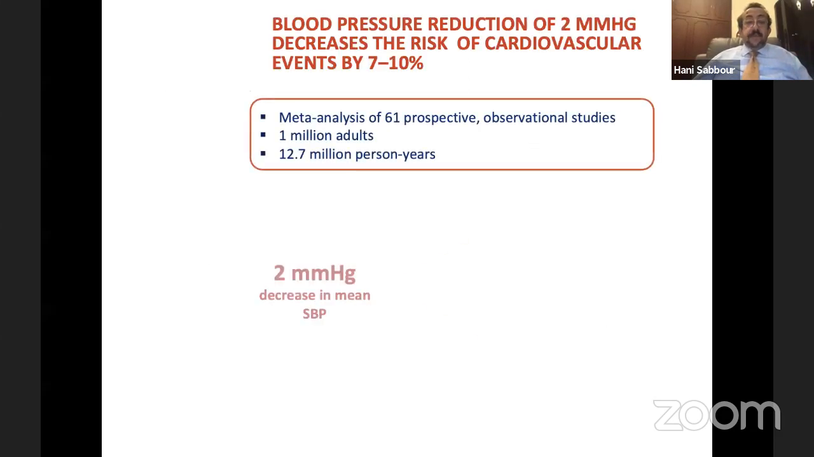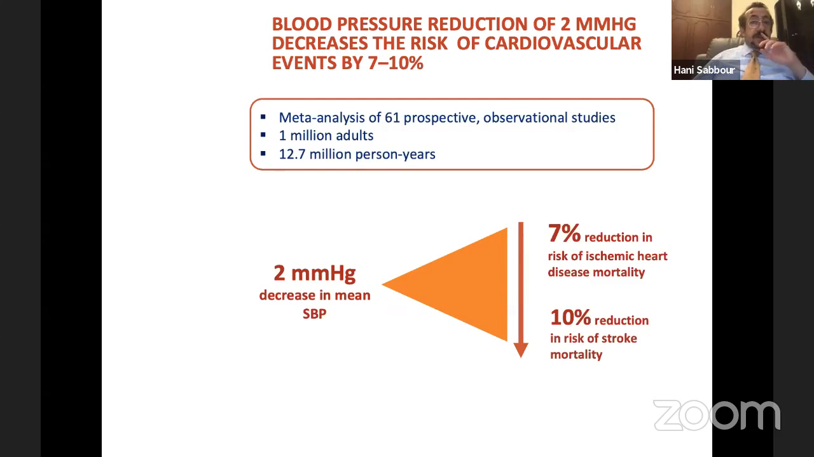of course. Now, the reverse is also true. Decreasing blood pressure by 2 millimeters of mercury decreases events by 7% reduction of ischemic heart disease and 10% reduction of stroke. So every little bit counts.